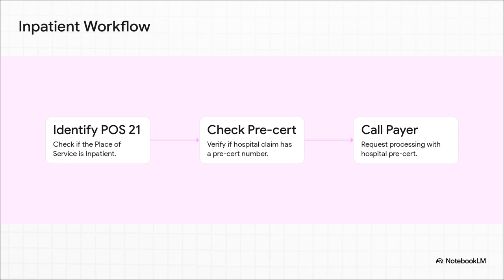If you are working a professional claim with POS 21 and it denies for authorization, call the payer and ask them to look at the corresponding hospital or facility claim. Very often the hospital actually did obtain a pre-certification number for the patient's stay. If they did, you can just request the payer rep to process your professional claim using that exact same hospital pre-cert number. It's a fantastic trick to salvage a claim that looks totally dead in the water.